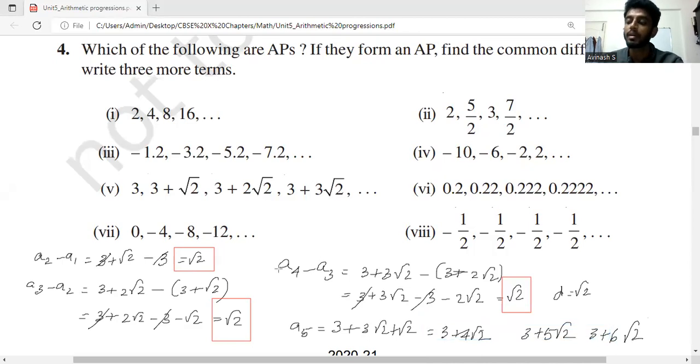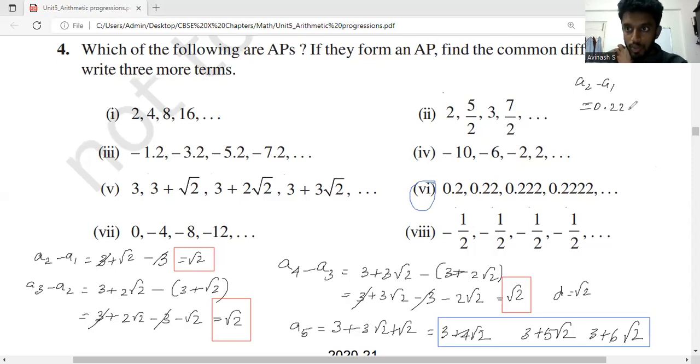So this is quite important. And also with respect to the sixth subdivision, let us try to figure out the sixth subdivision also. So I'm doing the sixth subdivision next to the space. So we do A2 minus A1 to check whether it is an AP. So A2 is 0.22 and A1 is 0.2. So this will give you 0.02. Likewise, A3 minus A2. A3 is 0.222 minus A2 is 0.22. For this, you will be getting 0.002.